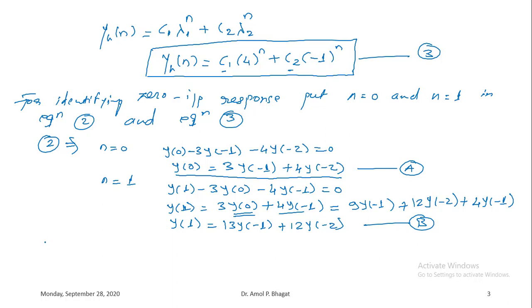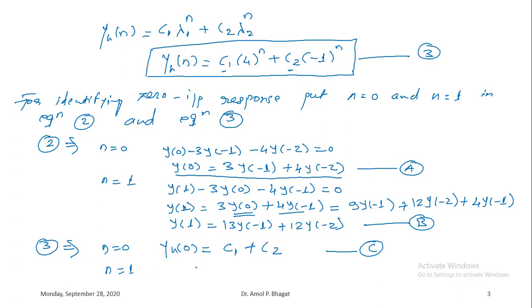Similarly, I have to substitute n = 0 and n = 1 in the third equation. If I substitute n = 0, I'll get yh of 0 equals c1, since 4 raised to the power 0 is 1, plus c2 times (-1) raised to the power 0, which is again 1. So it will be simply c1 plus c2. This can be indicated as equation C.